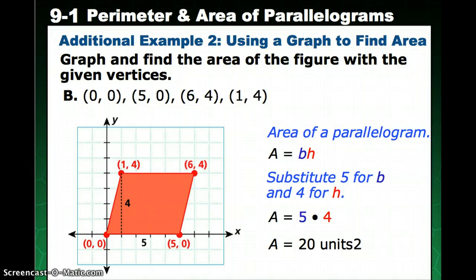In example 2b, after plotting the points (0, 0), (5, 0), (6, 4), and (1, 4) on the graph and counting the unit measurements, you can begin to solve for the area by substituting 5 for the base and 4 for the height. The area is base times height, therefore the area is equal to 20 square units.